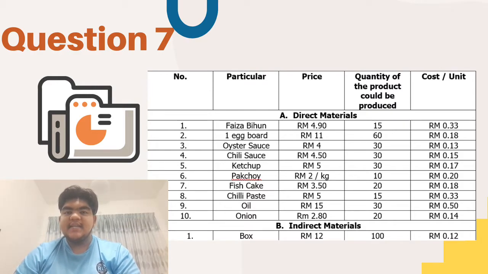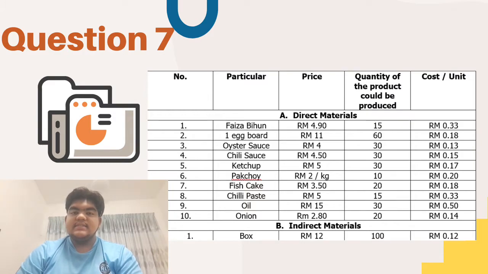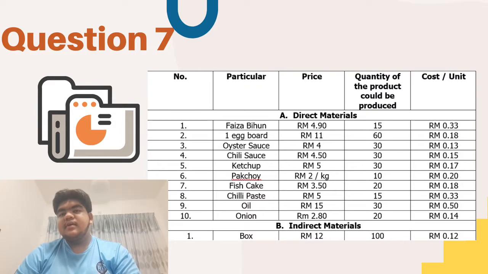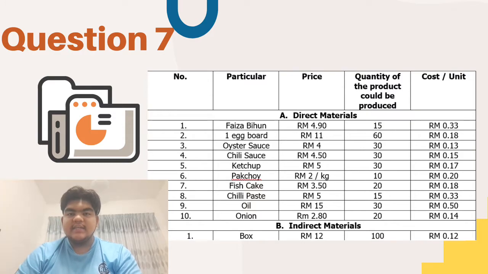Next item on the list is fish cake with the price of RM3.5. It can be used to produce 20 servings with the cost per unit of RM0.18. Next is chili paste with the price of RM5. It can be used to produce 15 servings with the cost per unit of RM0.33. Next is oil with the price of RM15. It can be used to produce 30 servings with the cost per unit of RM0.5.